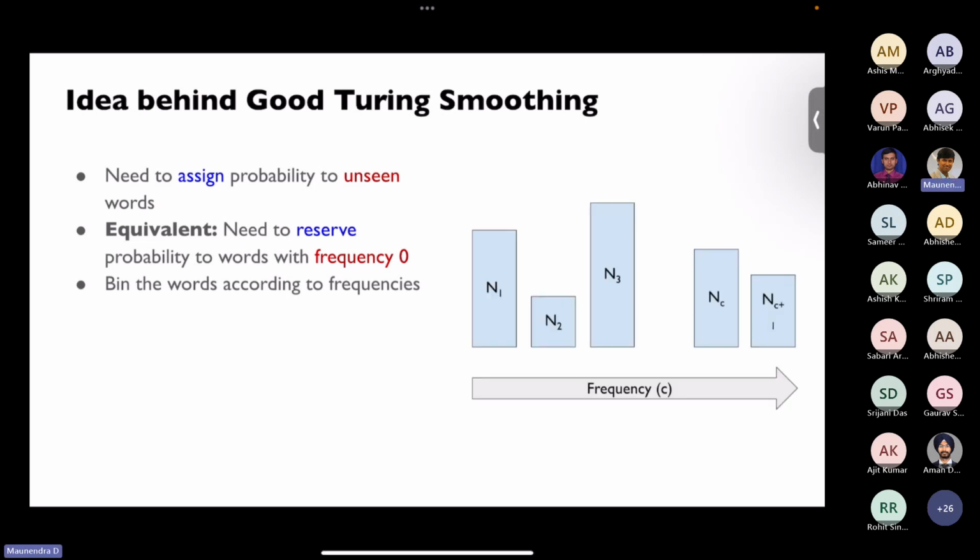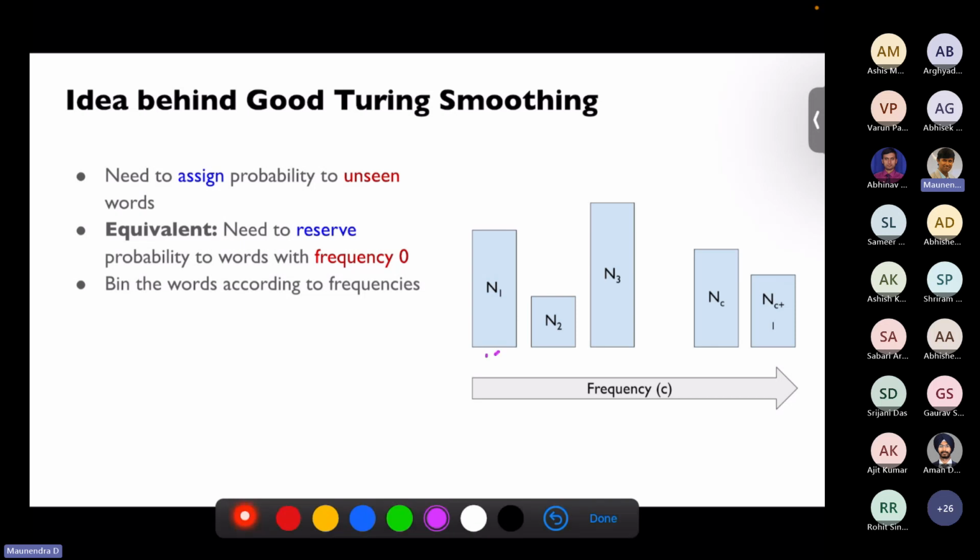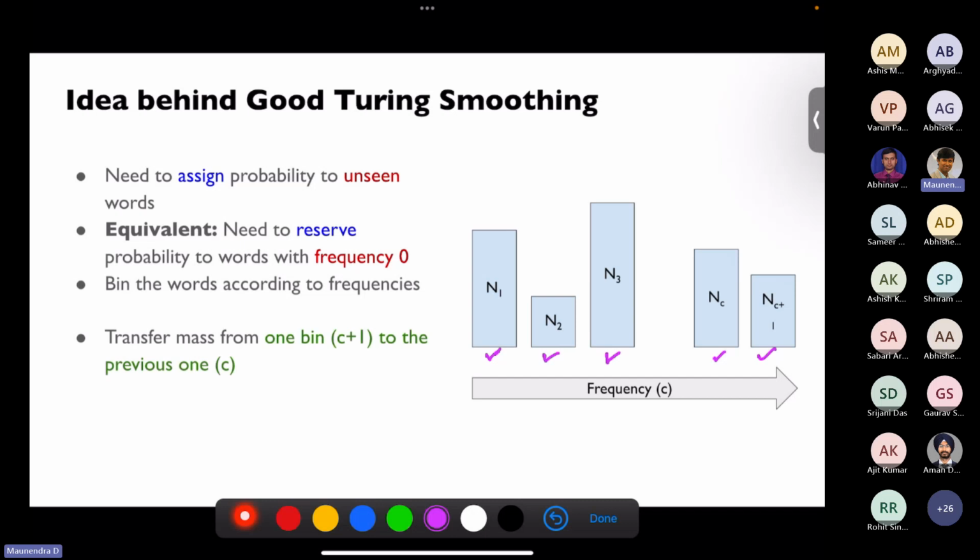So what we do is we bin the words according to frequencies. Suppose this is the set of words for which frequency is equal to 1. Words means n-grams, say, but for simplicity I'm just saying words now. Then there is a set of words for which frequency is 2, a set of words for which frequency is 3, a set of words for frequency C, and a set of words with frequency C plus 1. So what we do is transfer mass from one bin to the previous one.